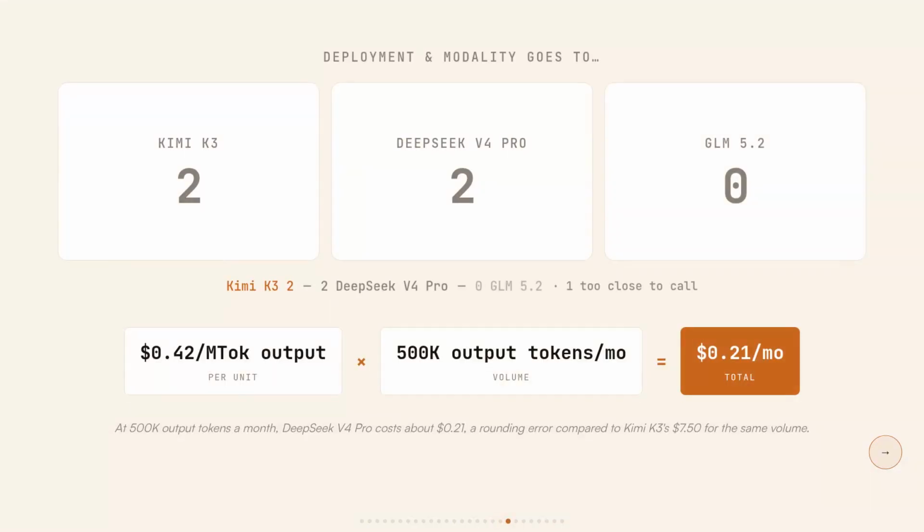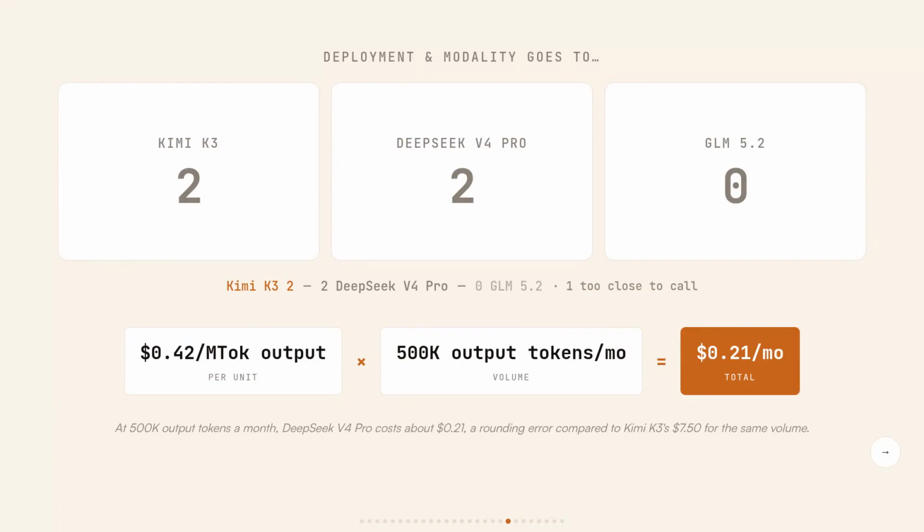Deployment is a tie on features, and that holds the final score at Kimi K3 2, DeepSeek V4 Pro 2, GLM 5.2 0 with 1 tied. The tiebreaker on deployment goes to DeepSeek in practice because its weights were ready first, but on paper both clear the same bar.